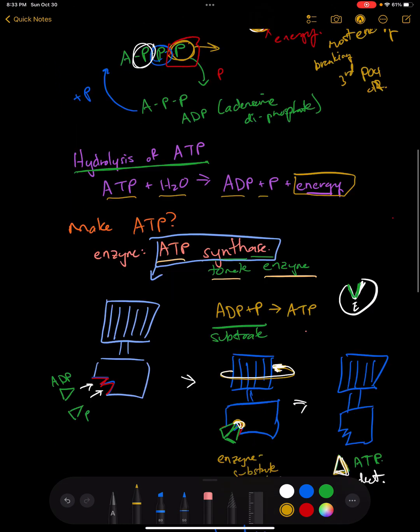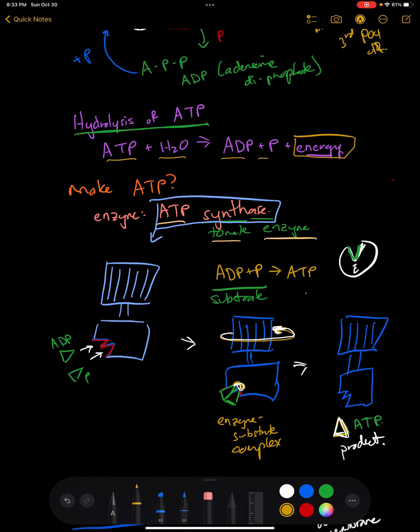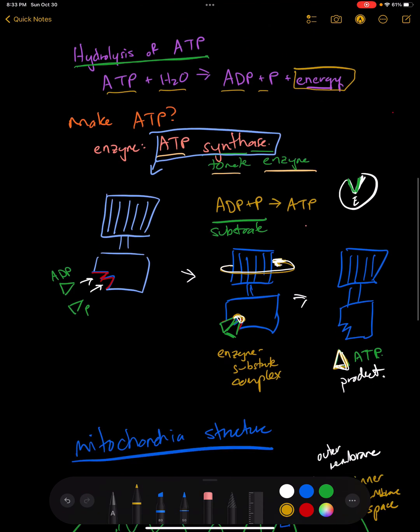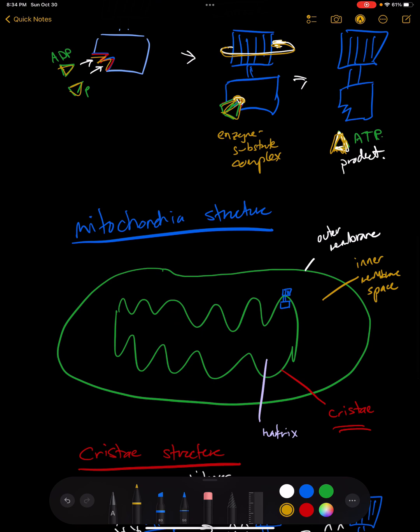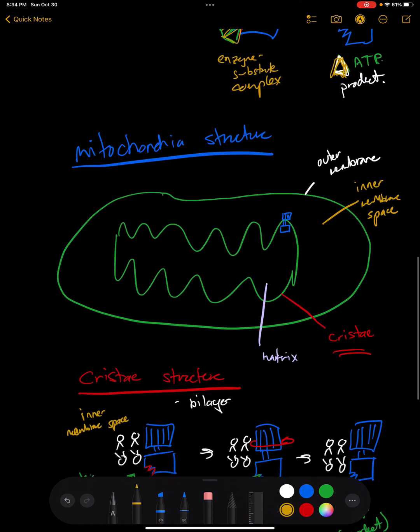And how I make that ATP in the first place is by ATP synthase. ATP synthase is an enzyme, so it works just like normal. I have my two substrates right here. They fit inside the active site. Once they fit inside, that top part of synthase spins, forces them together, and then I get ATP as a product. And where that happens in the mitochondria is: there's my mitochondrial structure, my outer membrane, my inner membrane, the cristae, which is really important, and then the matrix.